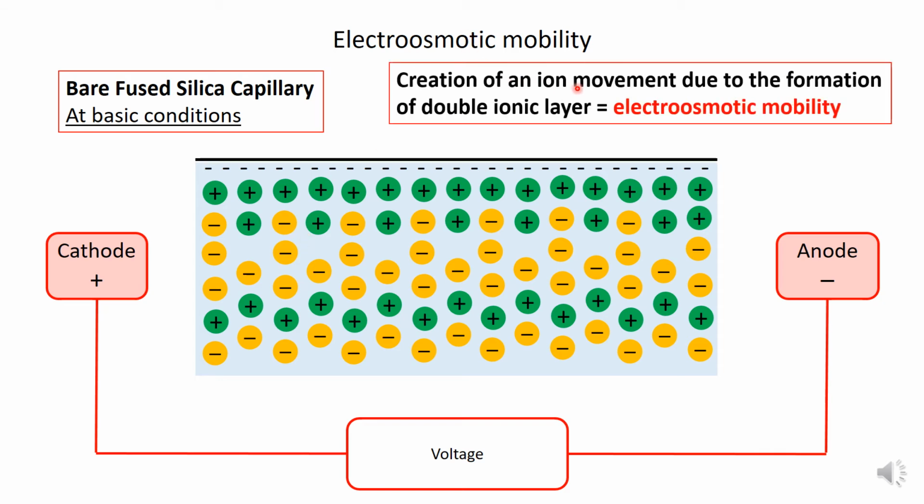And there is the creation of an ion movement due to the formation of a double layer, an ionic layer. You see the first layer, which is a stable layer, and you also have a diffusion layer, which allows the ion movement in the solution, and this ion movement is named the electroosmotic mobility. It means that each sample, each solution is attracted by the cathode if I apply a voltage. I have the movement of the background electrolyte.